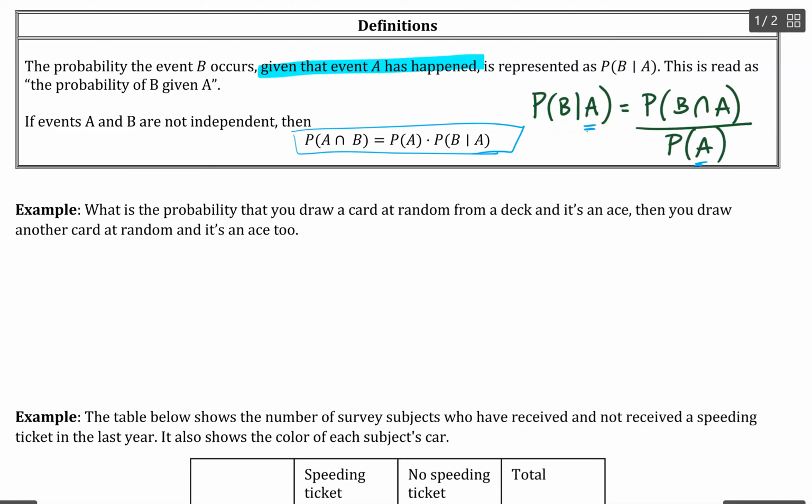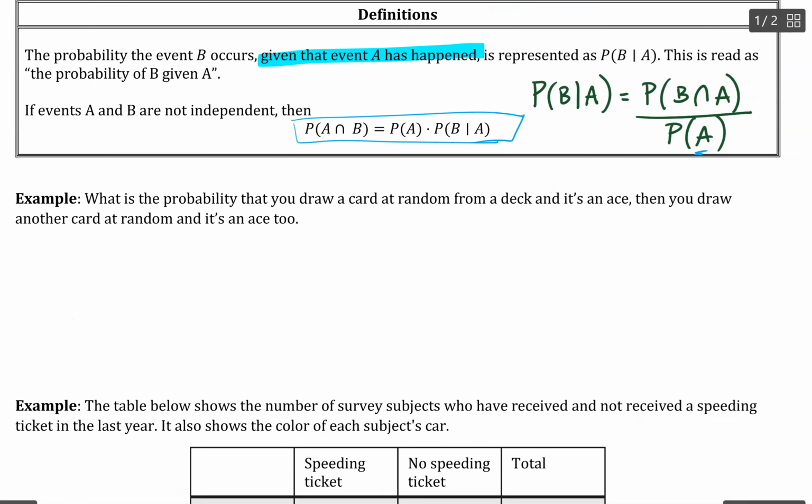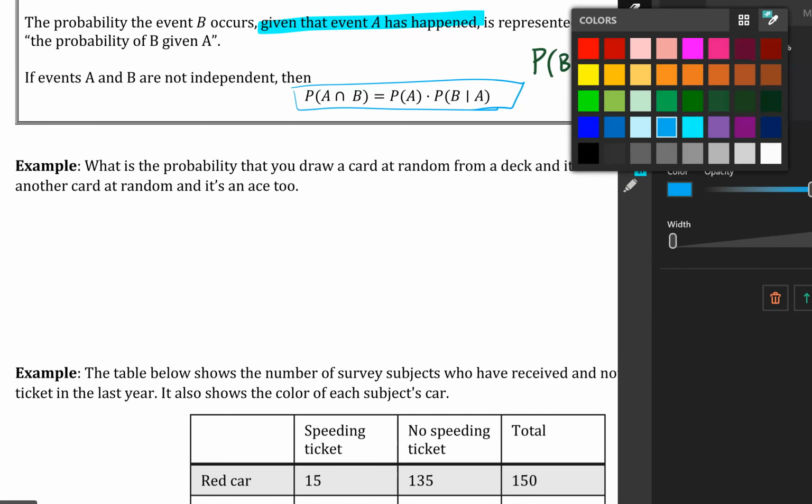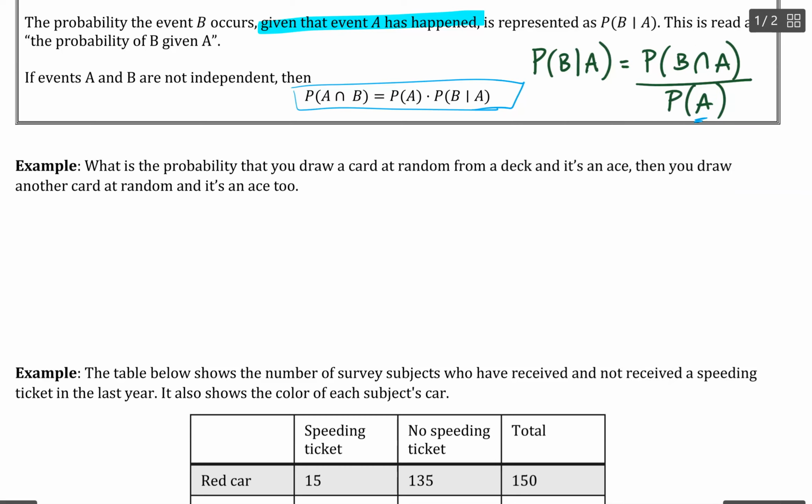Okay, so let's keep these formulas in mind and let's try an example. What's the probability that you draw a card at random from a deck and it's an ace? Then you draw another card at random and it's an ace too. So in notation, I'm going to write this as, we want to know the probability of the first card being an ace and the second card being an ace. And we're going to calculate this given that we know some information.